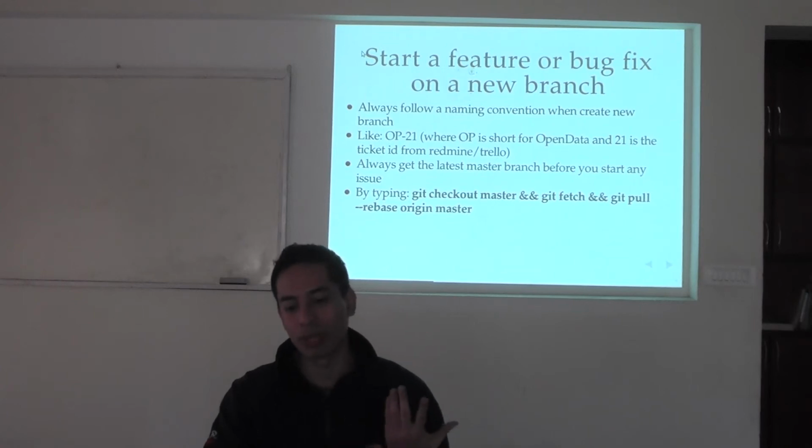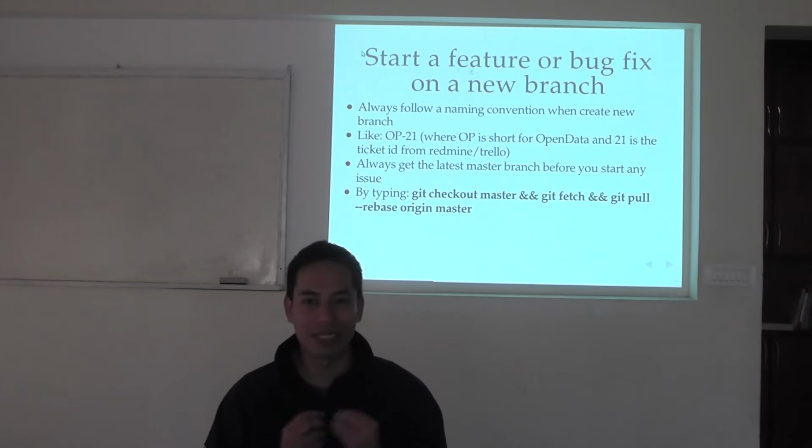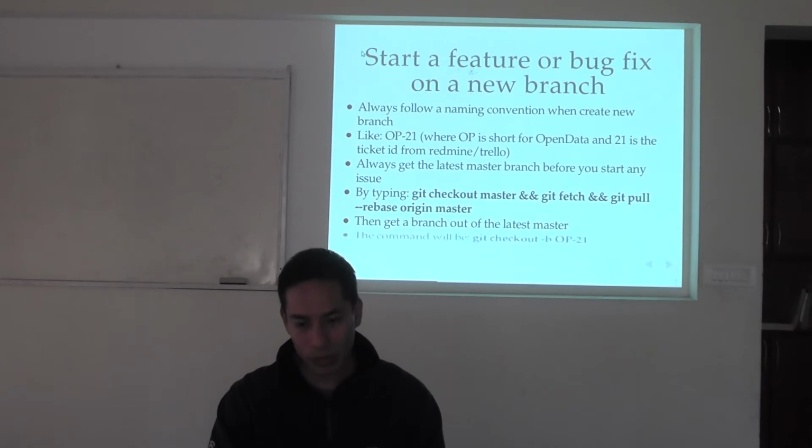You would do something like git checkout master, git fetch, and git pull --rebase origin master. That means give me the latest master. As I said, there is one perpetual branch in simplified Git flow, and that's master. So you say give me the latest master, and then you get the branch out of master. For that you do git checkout -b and a branch name following proper conventions. For now, I'm giving you an example of open data ticket number 21, just as an example.